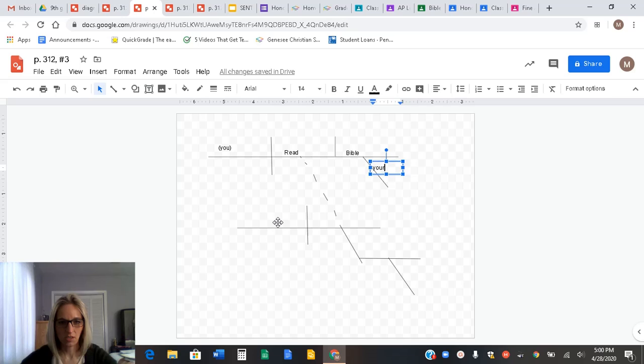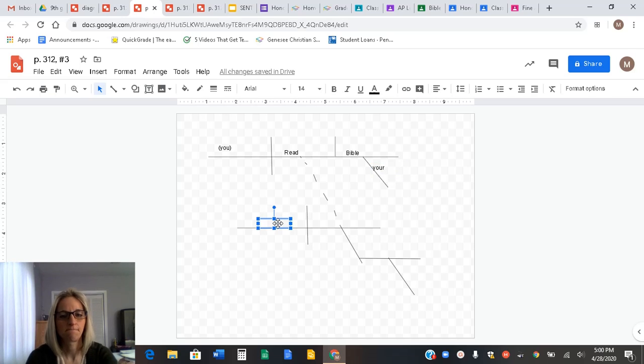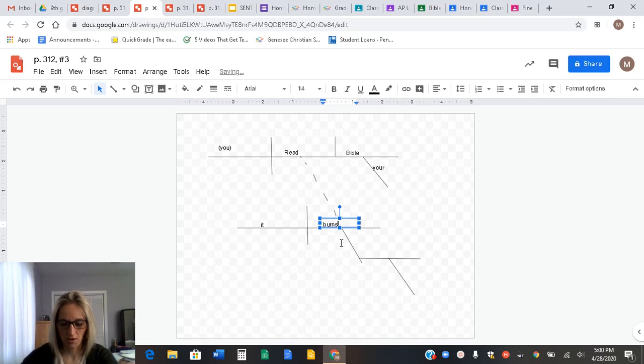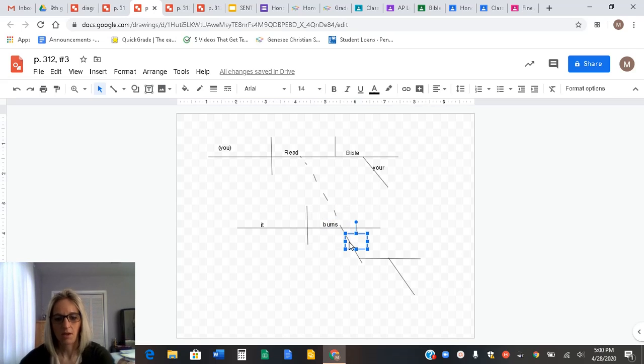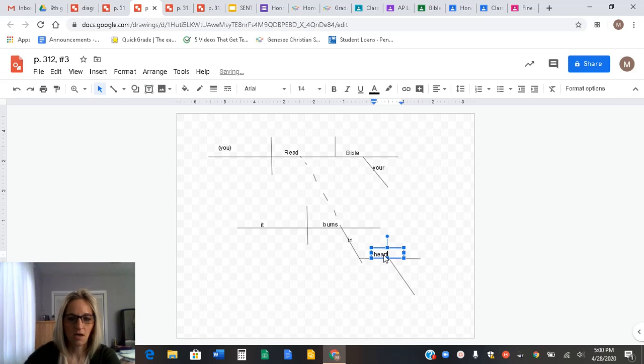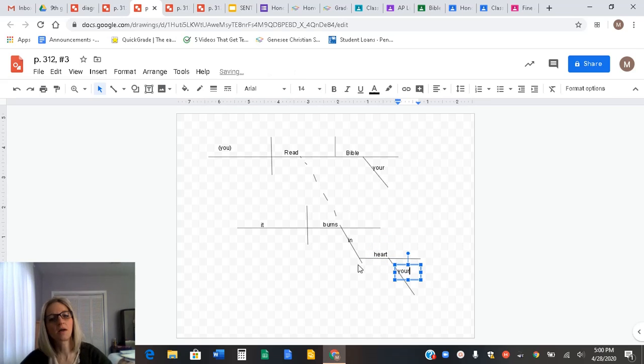All right, now let's do our dependent clause. What goes here? What is the subject of my dependent clause? Did you say it? Okay, what's my verb? Burns. Good. Okay, now what's going here? My prepositional phrase, right? In, heart is the object. Your is describing. Now, where do I put until?